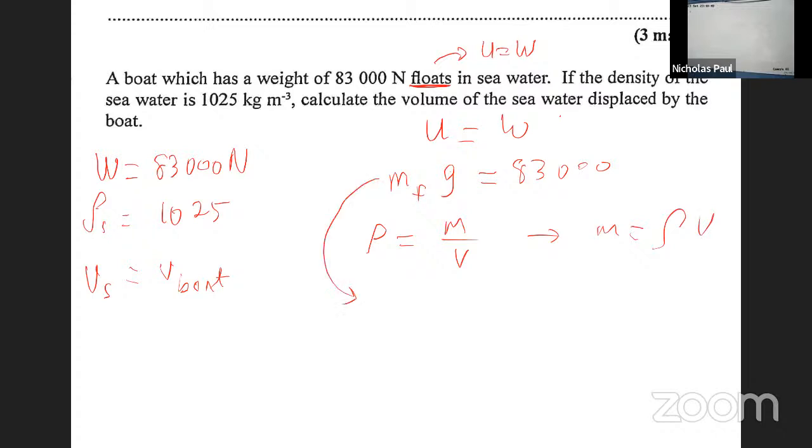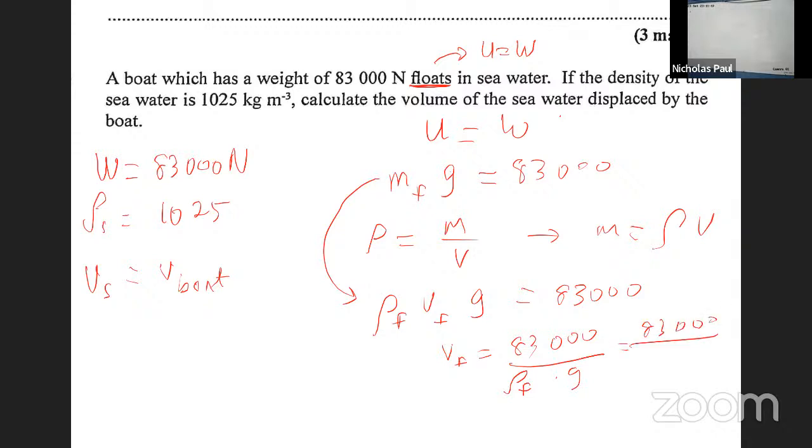So we could change this formula now to density of the fluid by volume of the fluid by gravity is equal to 83,000. What does the question ask for? The question asks for the volume of the fluid. So that's 83,000 divided by density by gravity. So that's 83,000 divided by 1025 by 10. How much is that? 8.1. 8.09 meter cube. So, 8.1 meter cube, right?